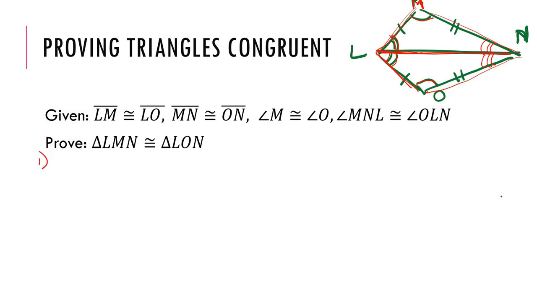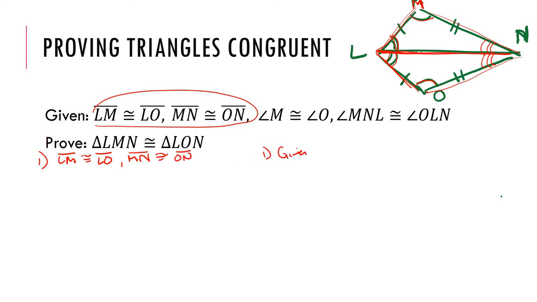Number one, I'm going to do my givens for my lines. So I'm going to recopy this. LM is congruent to LO, and MN is congruent to ON, and that's given. My last one, LN is congruent to LN. That's the reflexive property of congruency. Remember, something is congruent to itself. So that takes care of all three sides showing congruency.